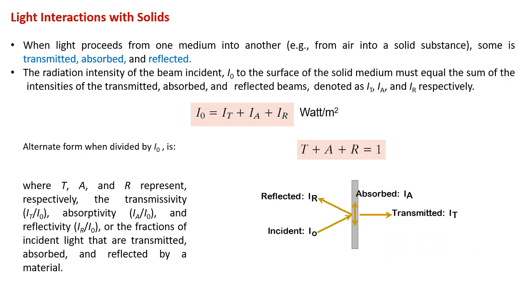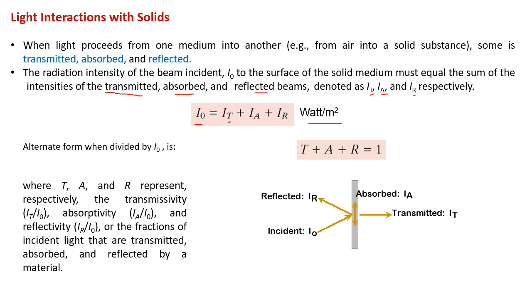Light interactions with solids. When light proceeds from one medium into another, for example from air into a solid substance, some is transmitted, absorbed, and reflected. The radiation intensity of the beam incident, I naught, to the surface of the solid medium must equal the sum of the intensities of the transmitted, absorbed, and reflected beam, denoted as IT, IA, and IR, respectively. So we have in here I naught equals IT plus IA plus IR in the unit of watt per meter square.